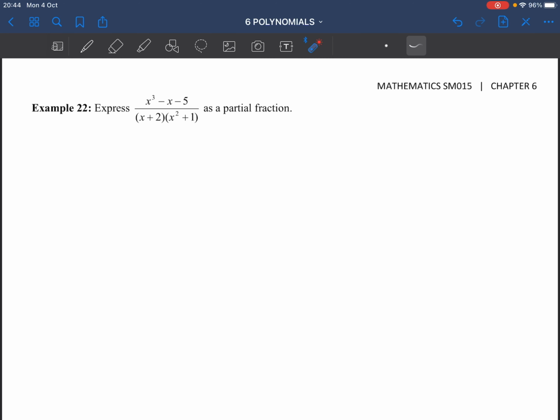Okay, so degree sama, maksudnya kita kena buat long division. So the first step ialah long division. Okay, let's quickly do our long division. But before that, yang bawah ni kena expand lah.